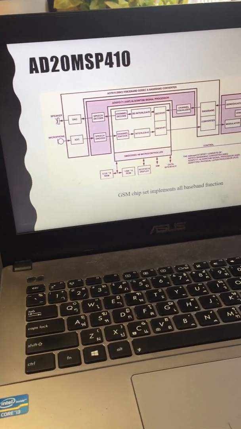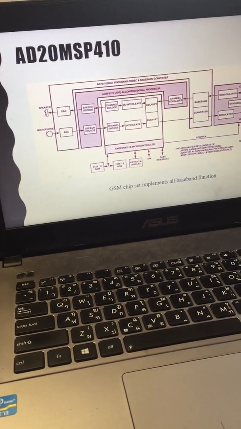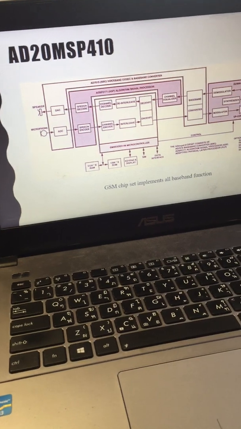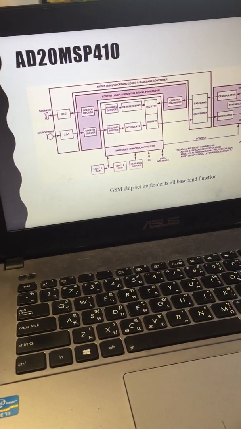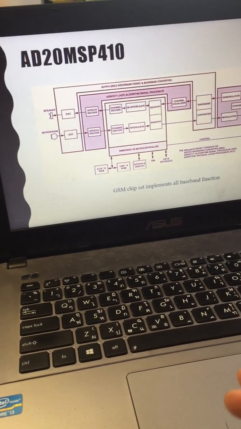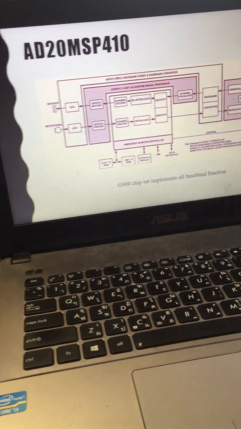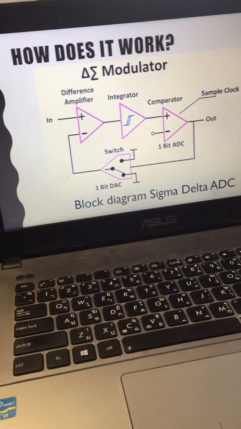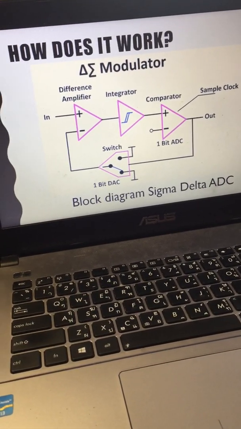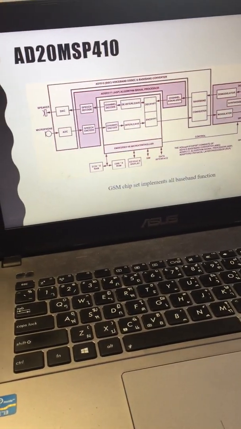The second application is the AD20MSP41. That is a GSM chipset that uses the sigma delta ADC idea to get a bit more precision. It also has low power consumption, because the idea is so simple and gives really high efficiency.